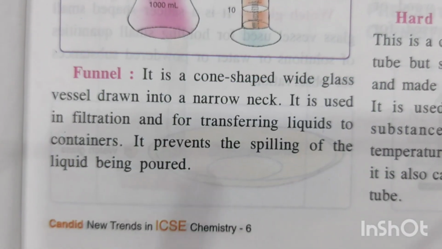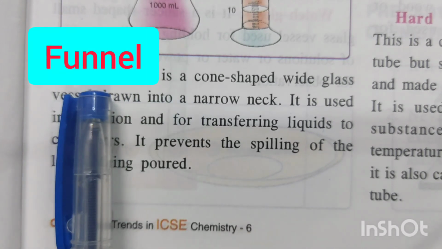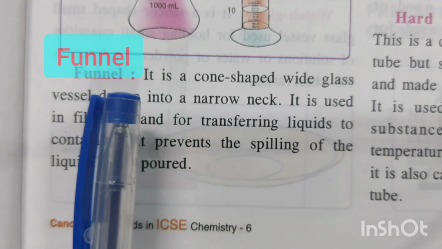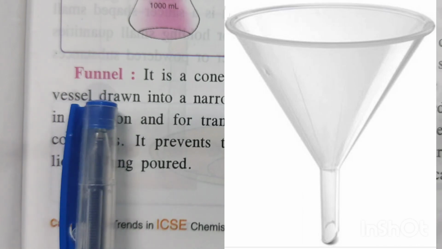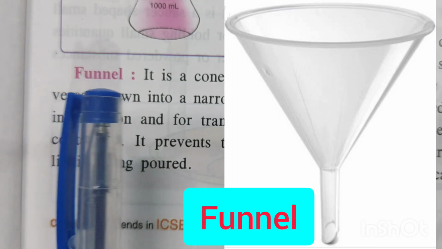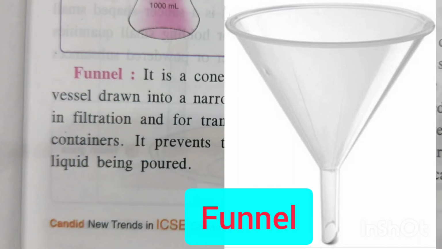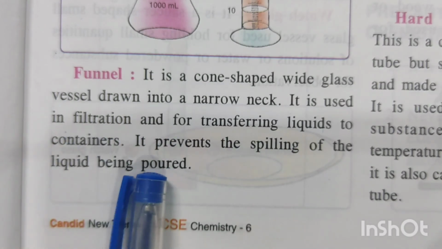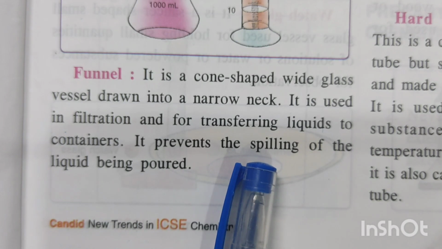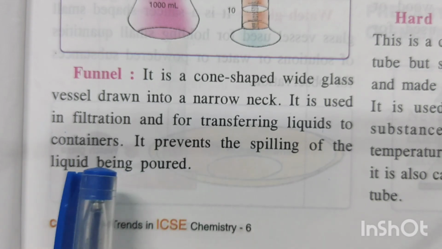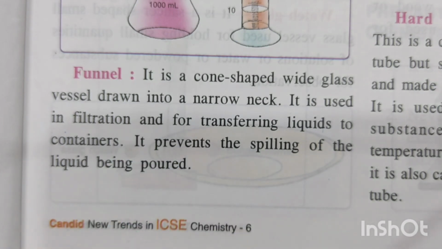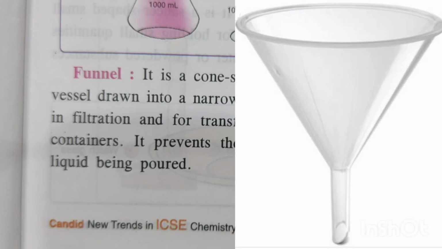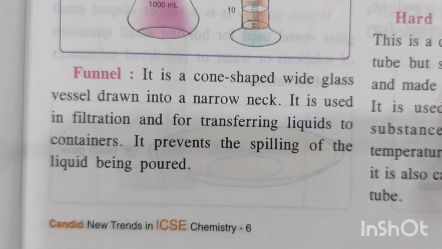Next we come to, children, funnel. Now funnel is generally an apparatus which is used in the lab, and most of you must be having a funnel at home. Generally we use a funnel, children, in order to transfer the liquid from one container to the other, so that without spilling, meaning falling, the liquid can be transferred from one container to another. When you see the picture, you will know. Generally in our houses we have a plastic funnel.